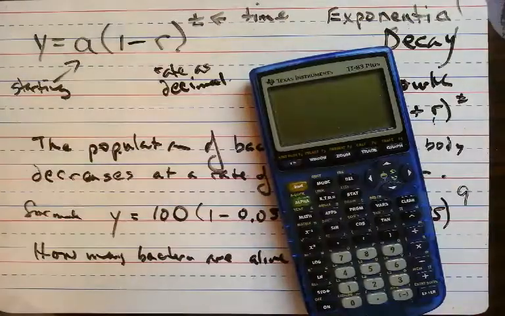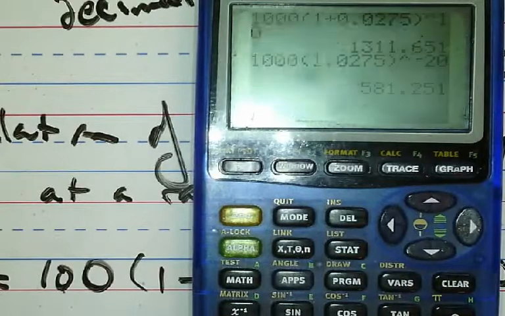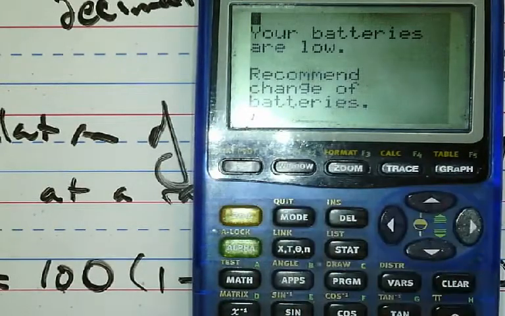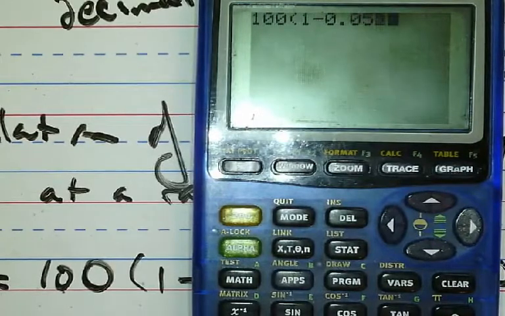Right? So, let's zoom in on this. We might have to turn the light on again so we can see. Zoom in. Alright, so we've got 100. And then we said 1 minus 5%. So you can type it in there like that. 1 minus 5%. Right? And we're raising it to the 9th power.